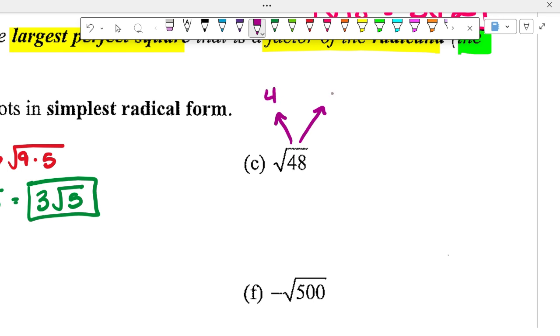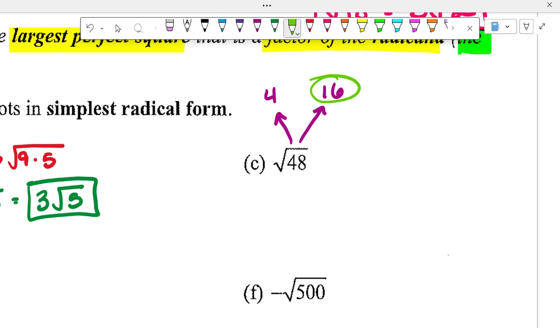4 and 16. And which one's the biggest? 16. So we're using that one. Now, could we use 4? Yes. The problem with using 4 is that we would end up getting a radical that needs to be simplified again. All right. So you could use 4, but you end up having to simplify another radical again. So that's why I say use the largest one, because it's a one and done.